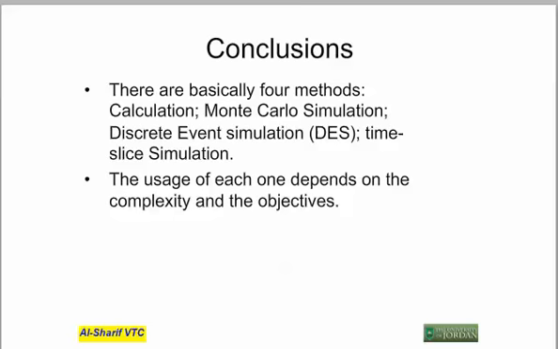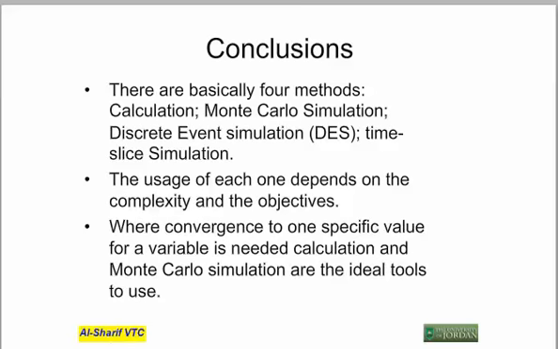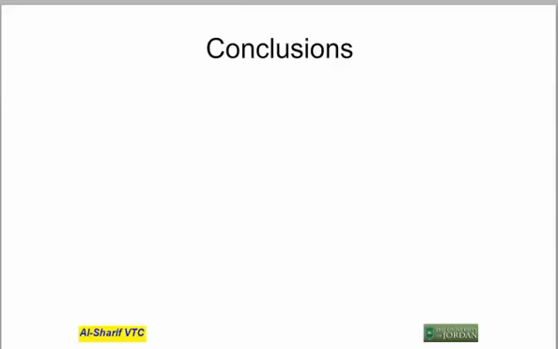Usage of each one of them depends on the complexity and the objectives. As I said, there's probably a hybrid approach which is used by designers where they start with calculation to get a rough answer or a ballpark figure, and then they move on to simulation to fine-tune the answer and then see the effect of the control algorithm and do maybe some what-if scenarios. If we're interested in convergence to one specific value, then calculation is the best tool. Either analytical equation-based calculation or Monte Carlo simulation are ideal tools to use if we want to converge to one specific value.